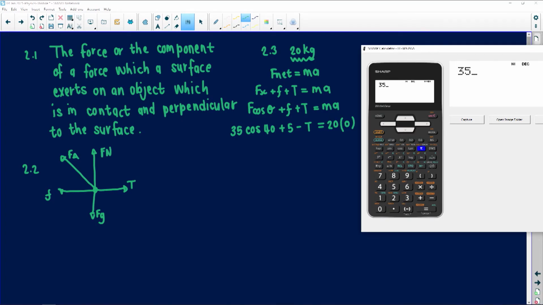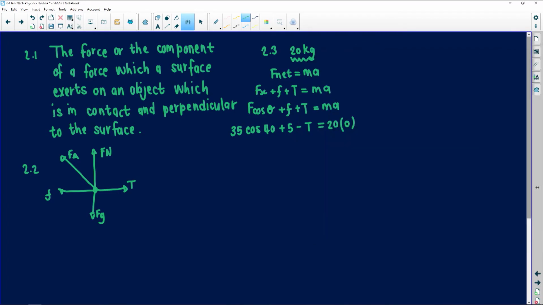I'm going to just have 35 cos of 40. That will give me 26.811115 and so on. I'm going to add the 5 plus 5 and then I get 31.811. Remember to always round off to two decimal places. That will give me 31.81. So for this side, I'm going to have 31.81 to two decimal places minus T is equal to 0. T, the subject of the formula, is going to come to the other side. So I'm going to have 31.81 is equal to T. So that is the tension that I have. Just want to rewrite it in the physics term, T is equal to 31.81, and tension is always in newtons.